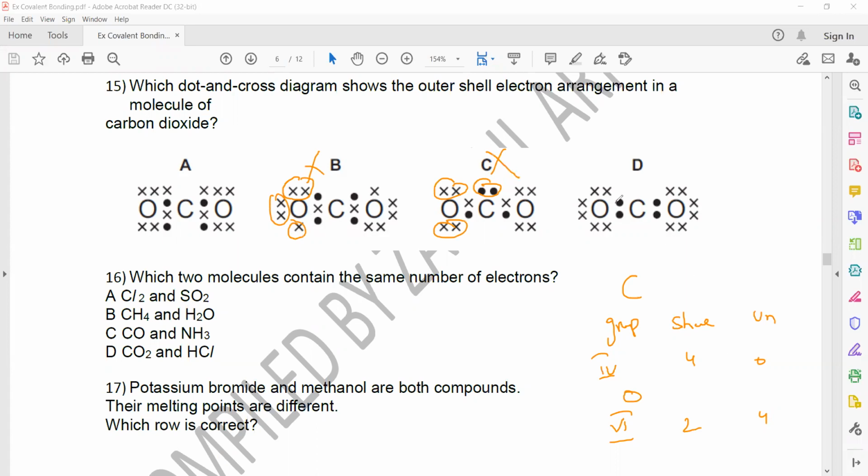What about D? Oxygen is having 6 unshared electrons, but it should have only 4 unshared electrons, so it cannot be D. So what is the right answer? A is the right answer, in which oxygen is having 4 unshared and 2 shared electrons between the carbon and oxygen. And same thing, 4 unshared and 2 shared are there, which are drawn between the atoms.